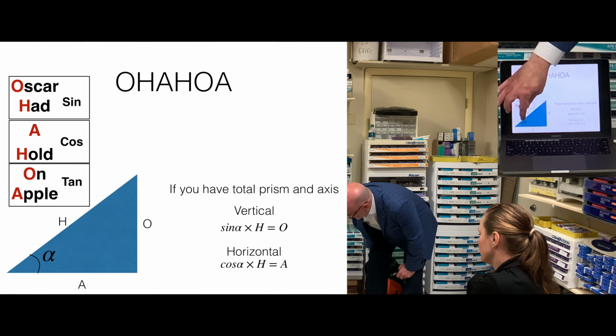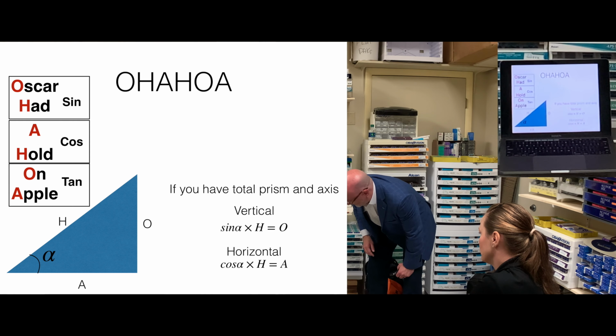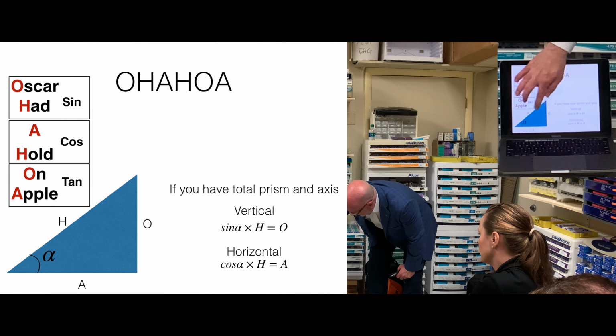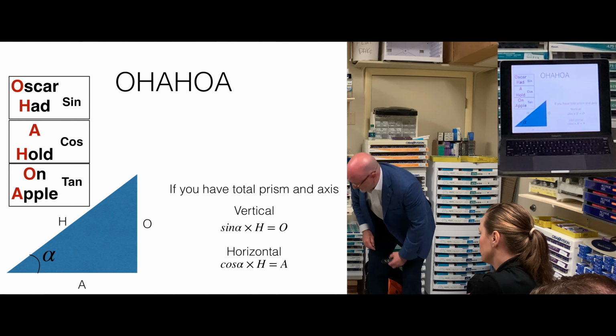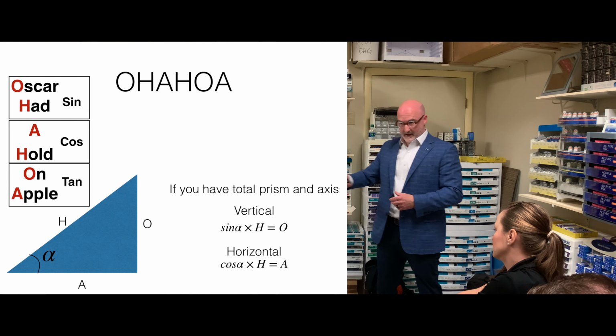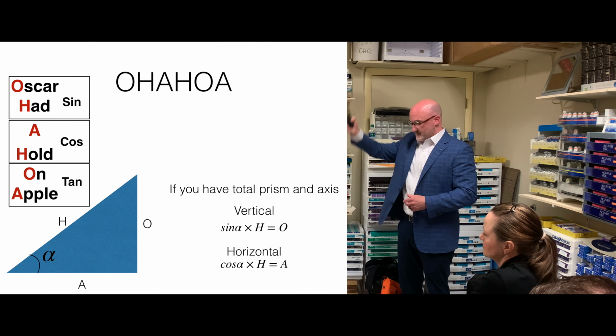So we have our angle here. This is my opposite side, this is my adjacent side, so my adjacent side is touching the angle, and the longest side of a right triangle is your hypotenuse. If I'm looking for the vertical component, I take the sine of the angle multiplied by the hypotenuse, or the prism amount, and that gives me my opposite side. For horizontal, I take the cosine of that angle times the hypotenuse, and that gives me the adjacent side, or the horizontal meridian. So adjacent is horizontal, opposite is vertical.